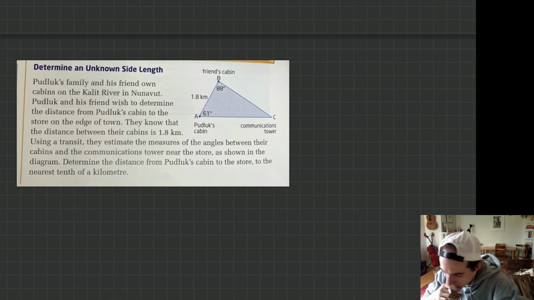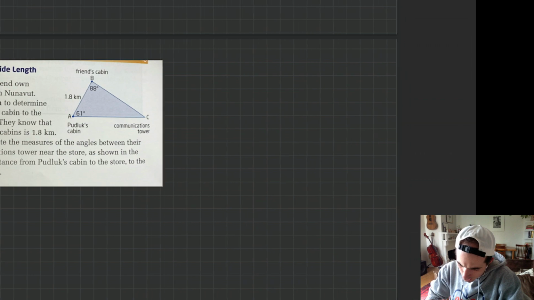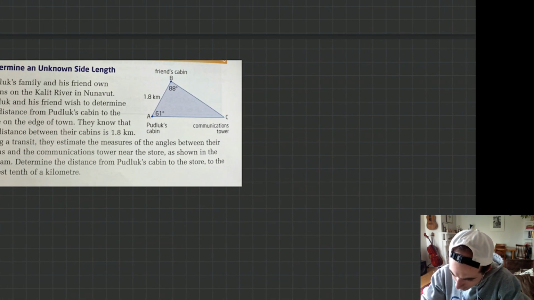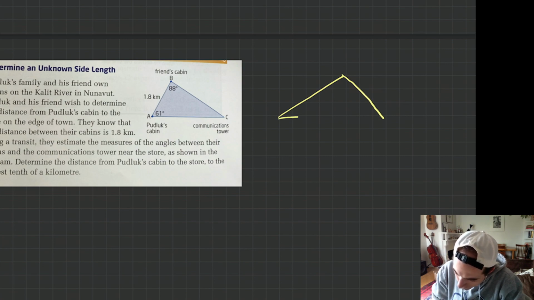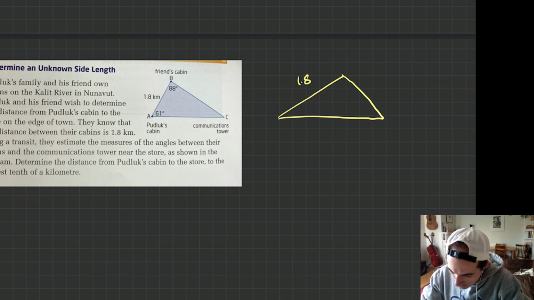Great. So what I'm going to do is copy just the diagram, and then we're going to observe this question just as is. So this is 1.8 kilometers. I'm going to leave the units out of it for now. We know we're dealing with kilometers, so I'll leave that out for now. I'm going to say that this is the point A, this is the point B, this is the point C, and okay, that looks good. This is 61 degrees, and this is 88 degrees.